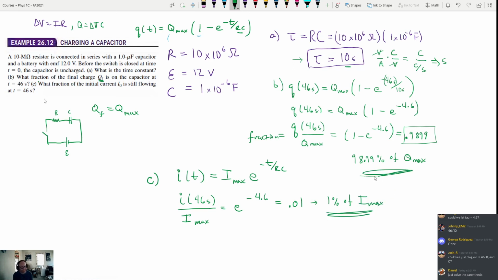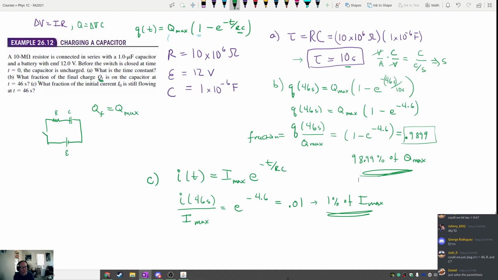Does everyone understand? These problems really aren't that hard. They really aren't. It might seem hard right now, but that's just because it's new to you. When you actually sit down and work on this stuff, it's really not very challenging. All right, any questions before we move on to discharging a capacitor?